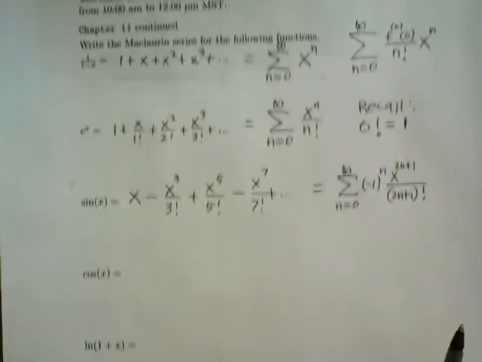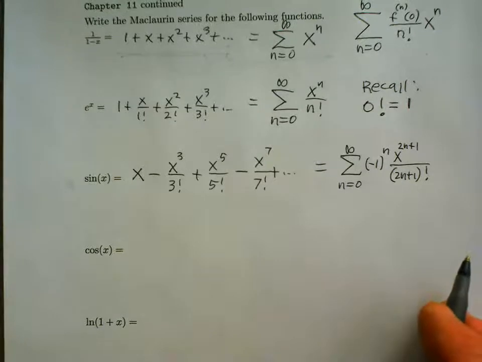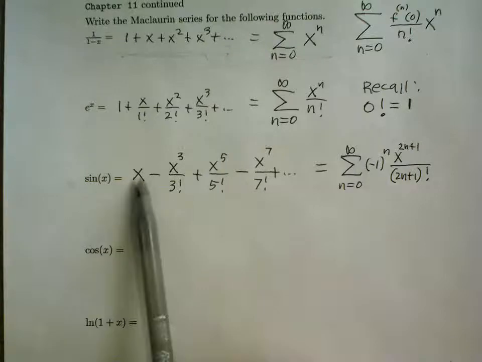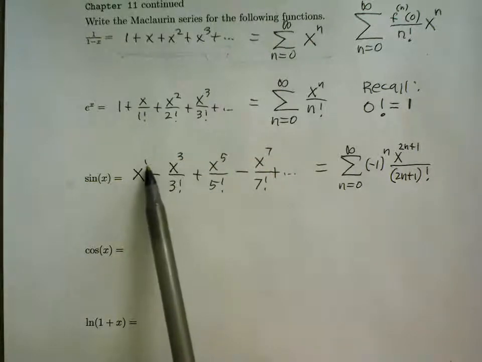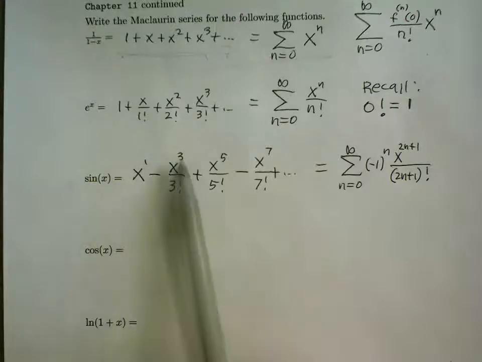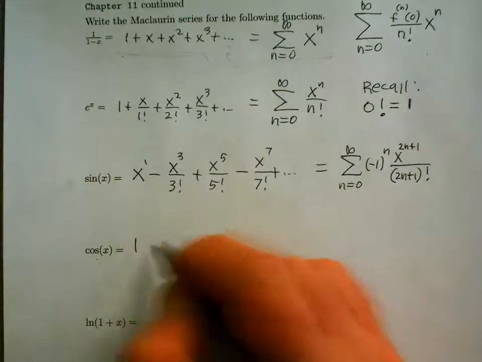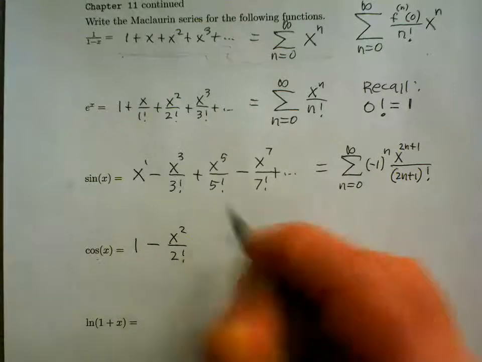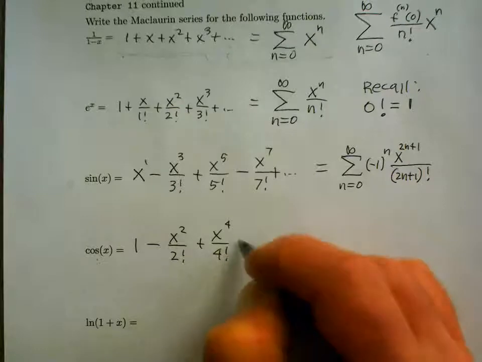For cosine of x, the Maclaurin series, cosine is an even function. So just one other comment about sine of x, it's an odd function, so it turns out that the exponents on the variable parts are all odd integers. For cosine of x, the first term is 1, and then after that it's minus x to the second over 2 factorial plus x to the fourth over 4 factorial, and so on.